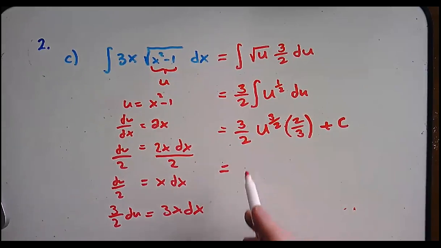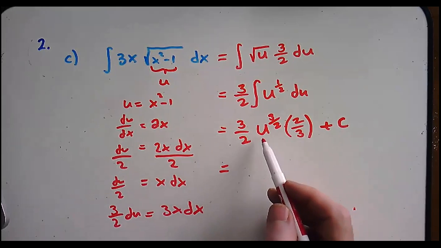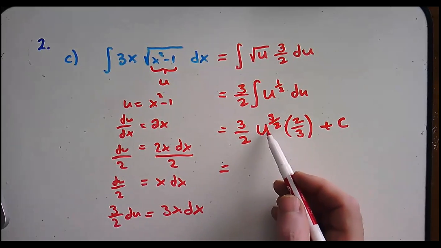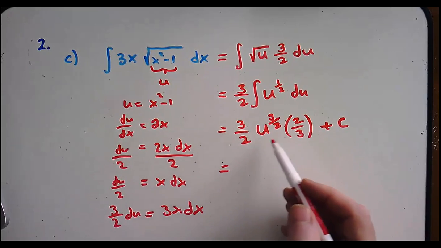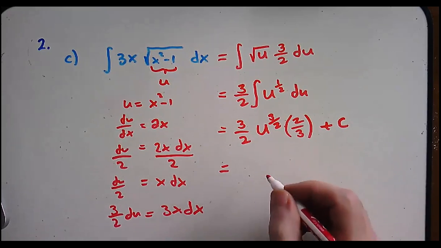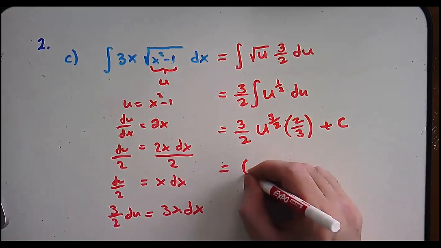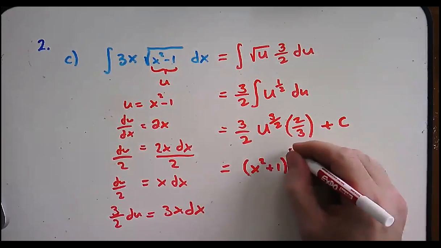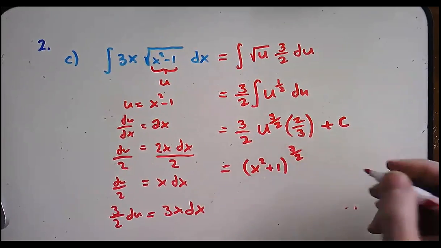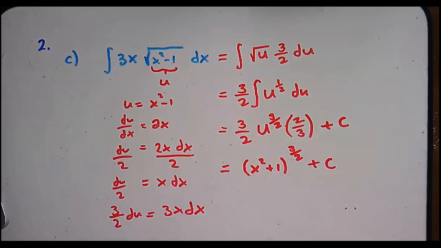And now finally, our final answer here should be in terms of x. You're not required to simplify, but this one simplifies pretty nicely. 3/2 times 2/3, that's 6/6. Those two fractions just cancel to 1. And so what we end up with is x squared plus 1 to the 3/2 power plus c. And that's our final answer.